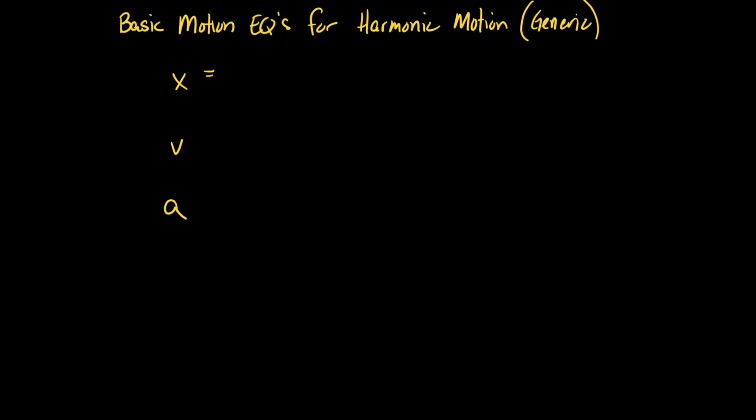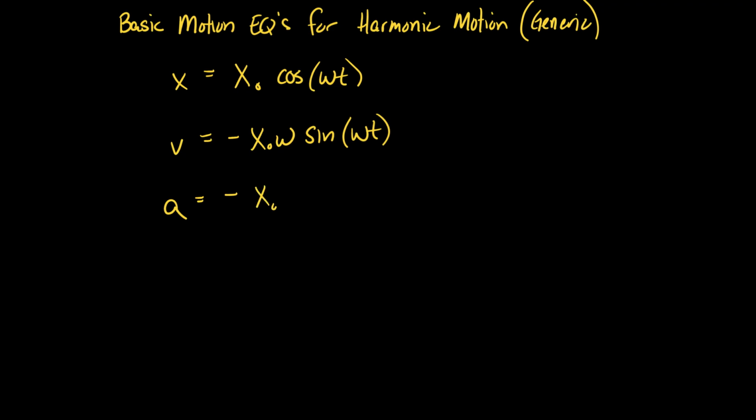The position one should be x naught, and if we haven't fully defined these, I'll define what each of the variables is in just a minute, times the cosine of omega t. Then our next one is going to be minus x naught omega times the sine of omega t. And the last one is minus x naught omega squared times the cosine of omega t. Those are the three motion equations that go with simple harmonic motion.